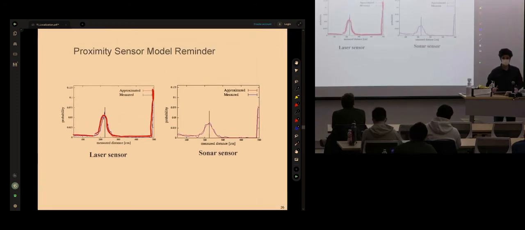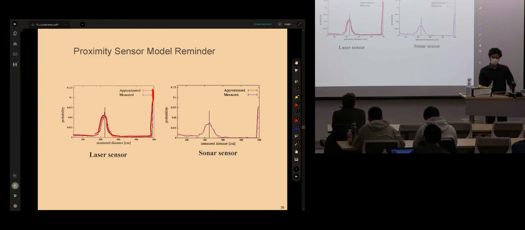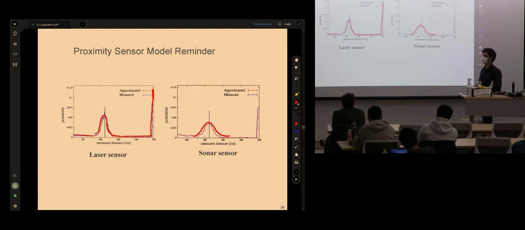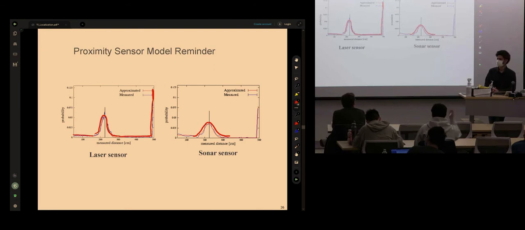So sonar uses sound, acoustic signals. It's not as accurate as laser, using light for measuring range. The consequence is that the Gaussian you get from ultrasound signals is more spread out. The distribution is wider. Now, when can you use ultrasound acoustic signals and you cannot use laser, can you think of an example? It's underwater navigation. Light is blocked underwater.